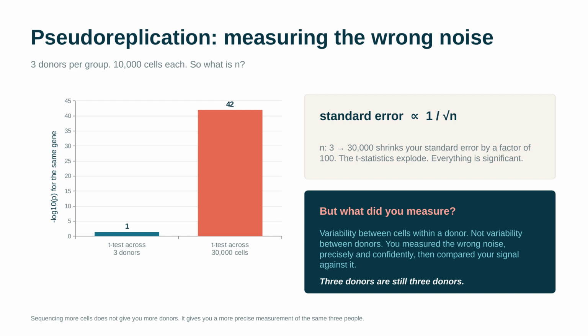But think about what you actually measured. The variability between cells within a donor is not the variability between donors. You have measured the wrong noise, precisely and confidently, and then compared your biological signal against it. Your 3 donors are still 3 donors. Sequencing more cells from them does not give you more donors. It gives you a more precise measurement of those same 3 people. This is pseudoreplication, and it is everywhere in the published literature.